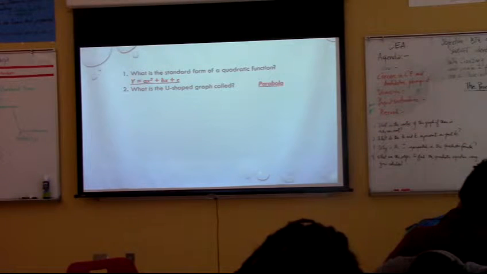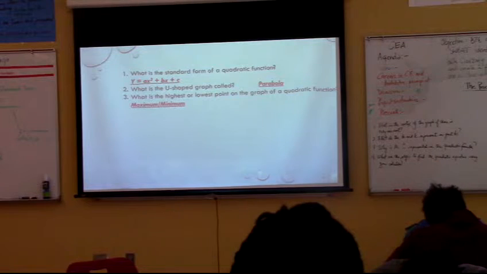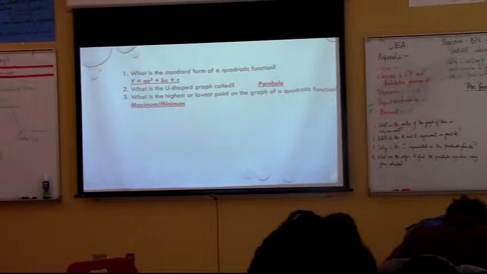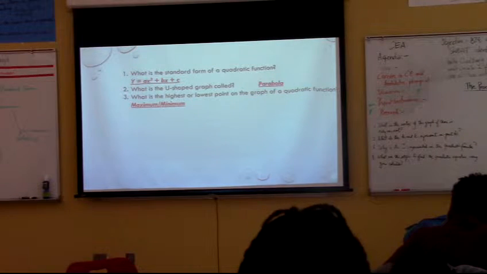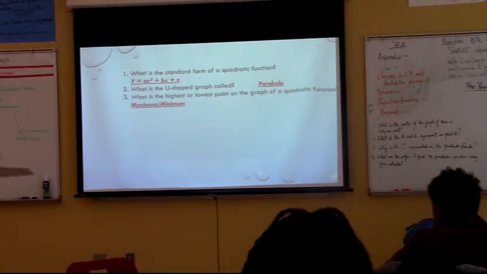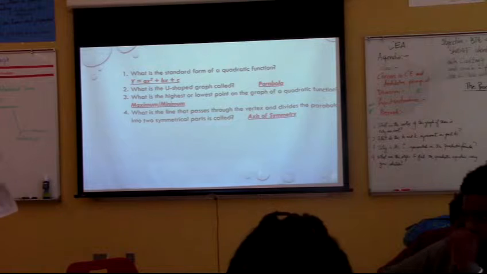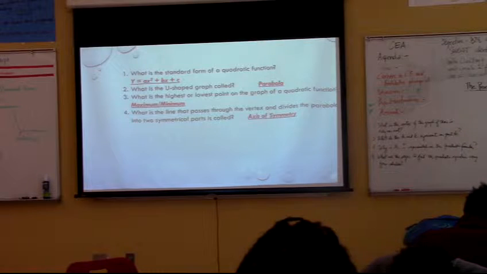All right, so what's the highest or lowest point on the graph of a quadratic function? Maximum or minimum. The line that passes through the vertex that divides the parabola into two symmetrical parts is called what? Axis of symmetry. This is just a tip for answering questions: sometimes they give away the answer in the question, because it says two symmetrical. The only thing up there with symmetry is our axis of symmetry.